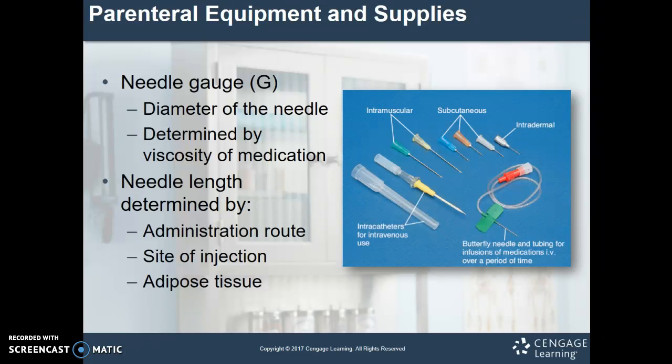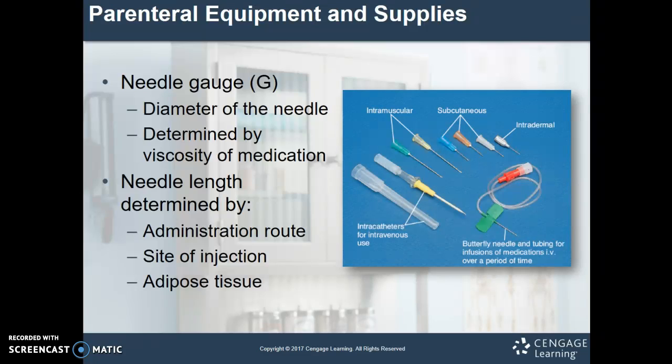Gauge sizes range from the teens up to the 20s. The smaller the gauge number, such as 18, the larger the needle. The larger the gauge, the smaller the diameter. So the higher you go up in the 20s, the smaller the needle. The lower you go down into the teens, the larger the needle.